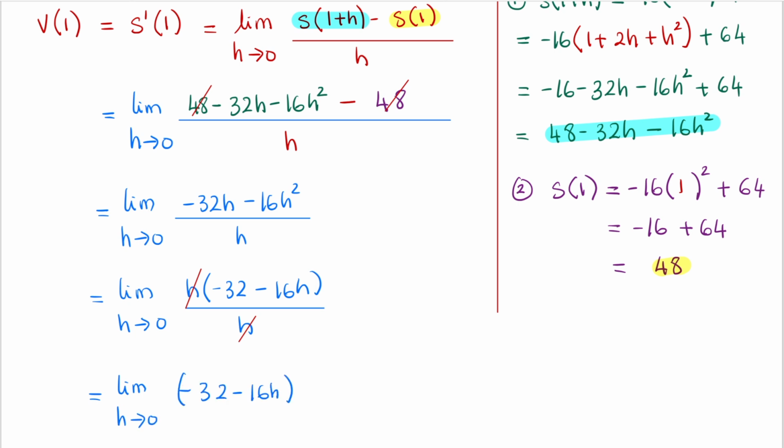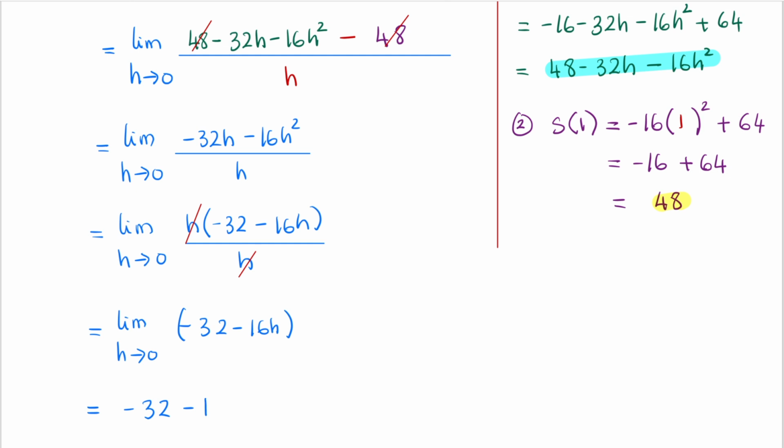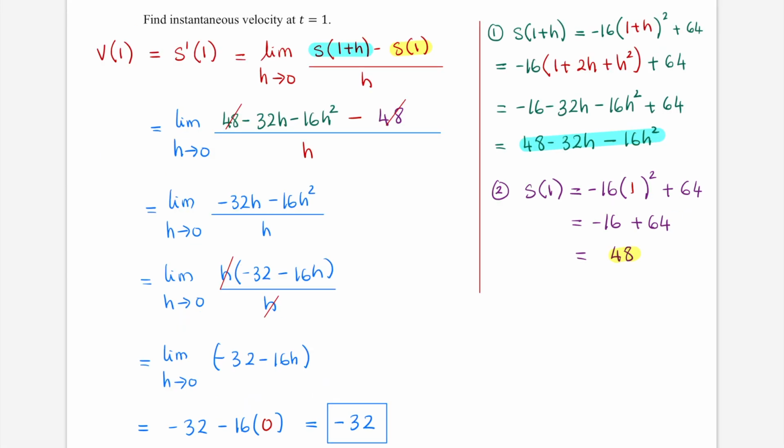Now I have the limit as h approaches 0 of negative 32 minus 16h. I plug in 0 for h. 16 times 0 is 0, and negative 32 minus 0 is negative 32. So v of 1 equals negative 32. That means the instantaneous velocity at t equals 1 is negative 32. The negative sign means the rock is moving downward.